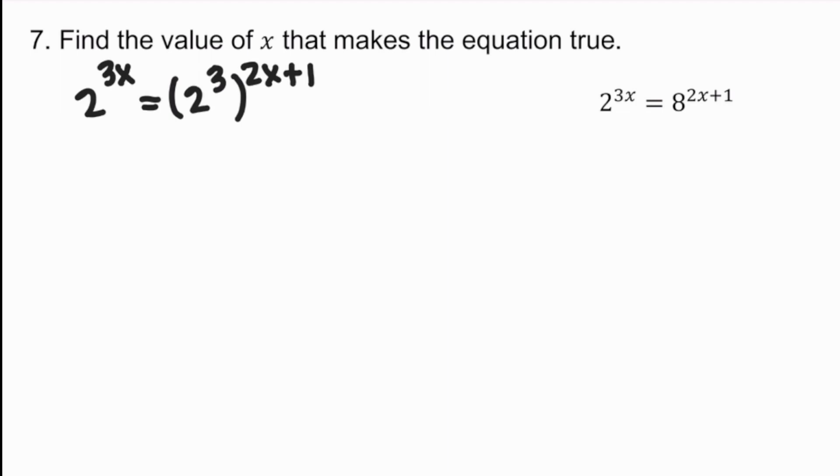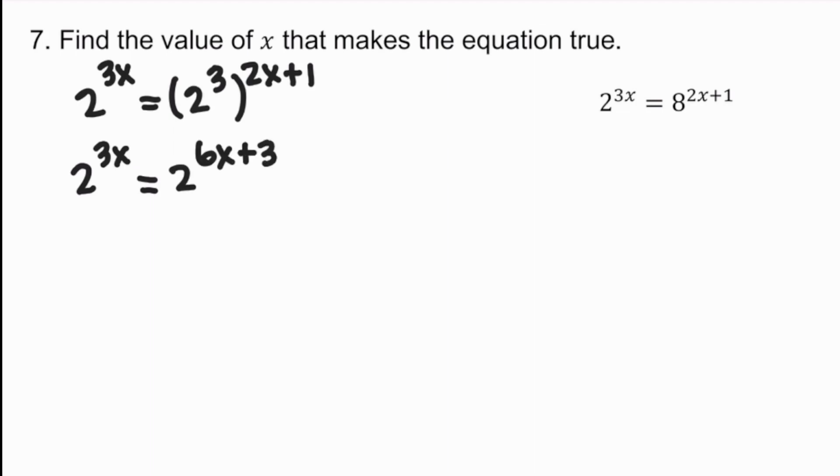And one of the big themes in Algebra 2 has been power of a power. That's where we're going to multiply the exponents. So 2 to the 3x is going to equal 2 to the power of 3 times 2x plus 1. So I need to distribute the 3 over the 2x and the plus 1. And I'll say that's 2 to the 6x plus 3.